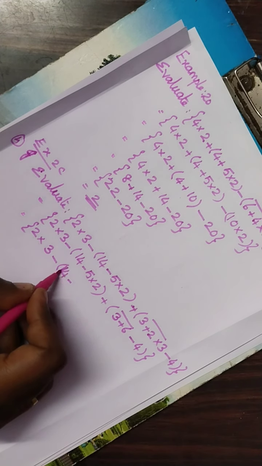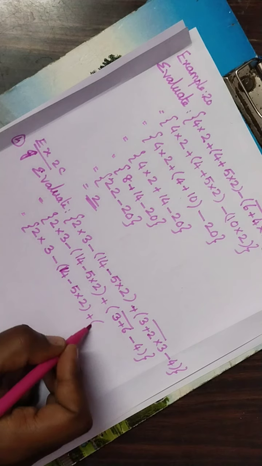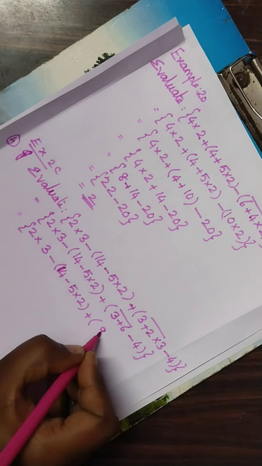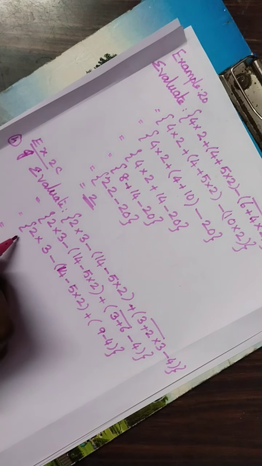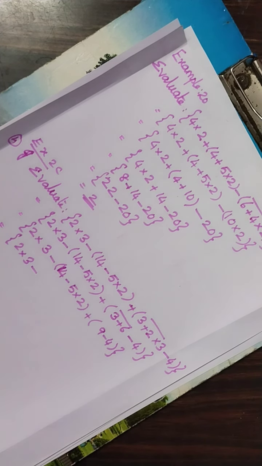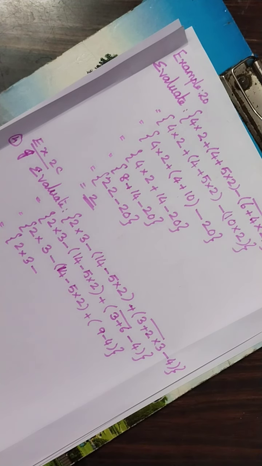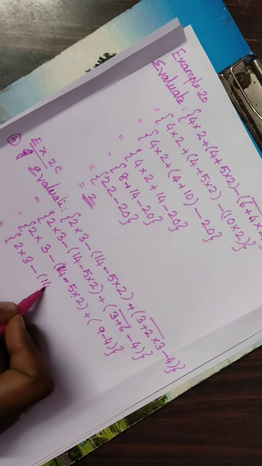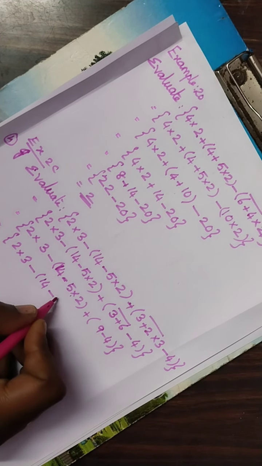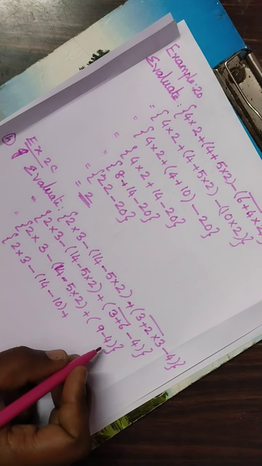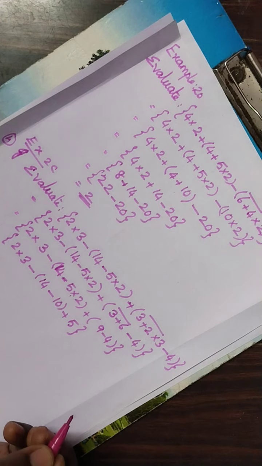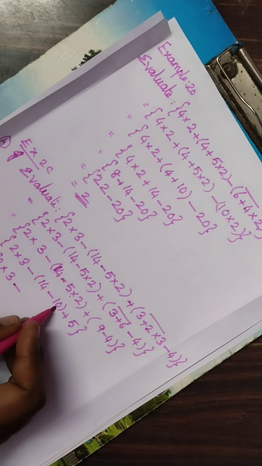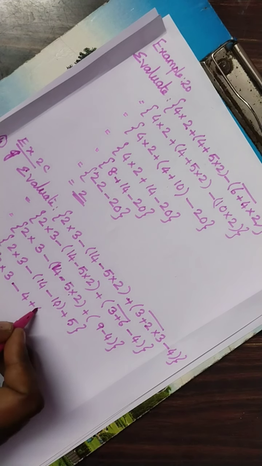Okay, then next also the line bracket value; the remaining part you write as is: 2 into 3 minus 14 minus 5 into 2 plus, then the line bracket value, 3 plus 6 is equal to 9 minus 4. Next, 2 into 3 minus, find out the rounded bracket value. Here there is subtraction and multiplication, so first you do the multiplication: 5 twos are 10, 14 minus 10 is 4, plus 9 minus 4 is 5. Okay, 9 minus 4 is 5, so 2 into 3 minus 4, plus 5.